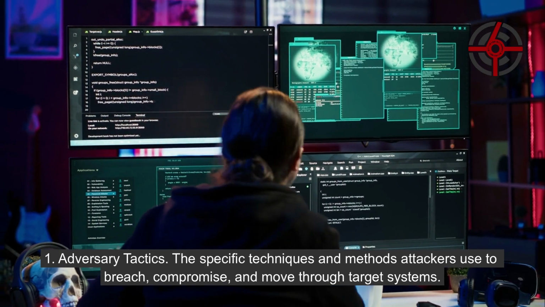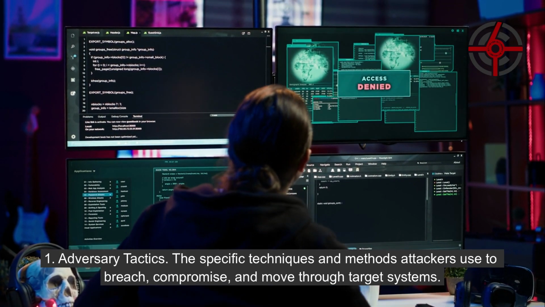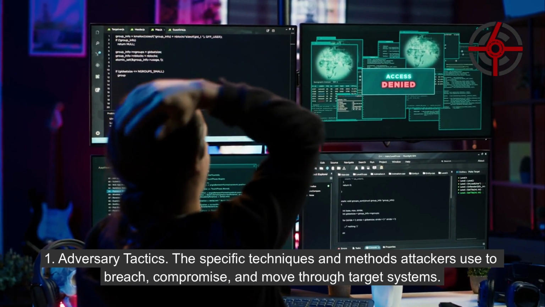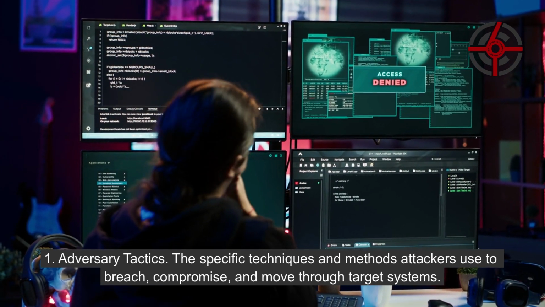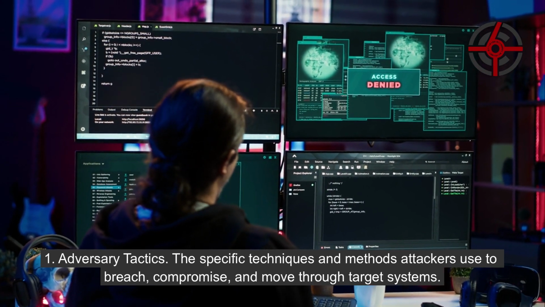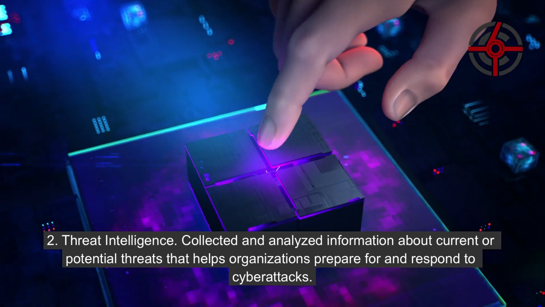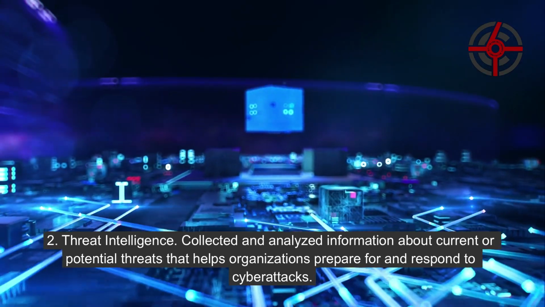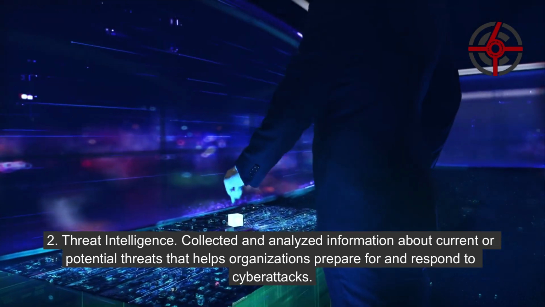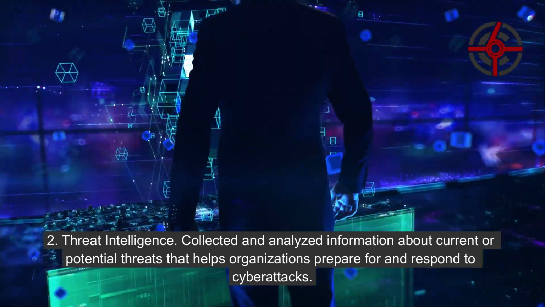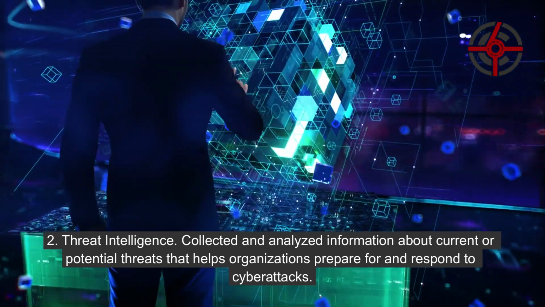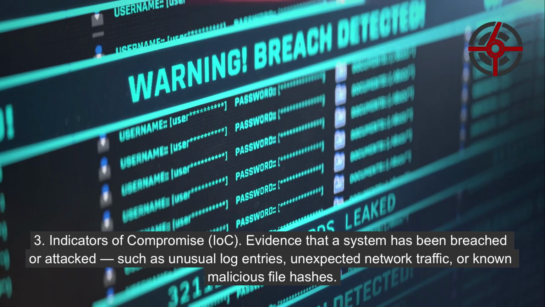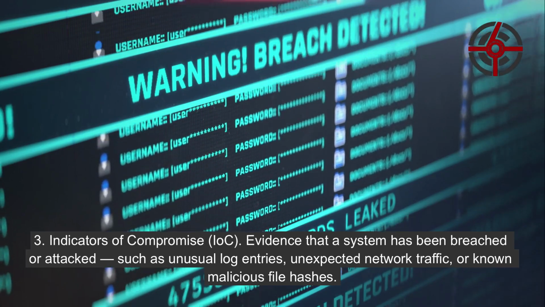1. Adversary tactics. The specific techniques and methods attackers use to breach, compromise, and move through target systems. 2. Threat intelligence. Collected and analyzed information about current or potential threats that helps organizations prepare for and respond to cyber attacks.